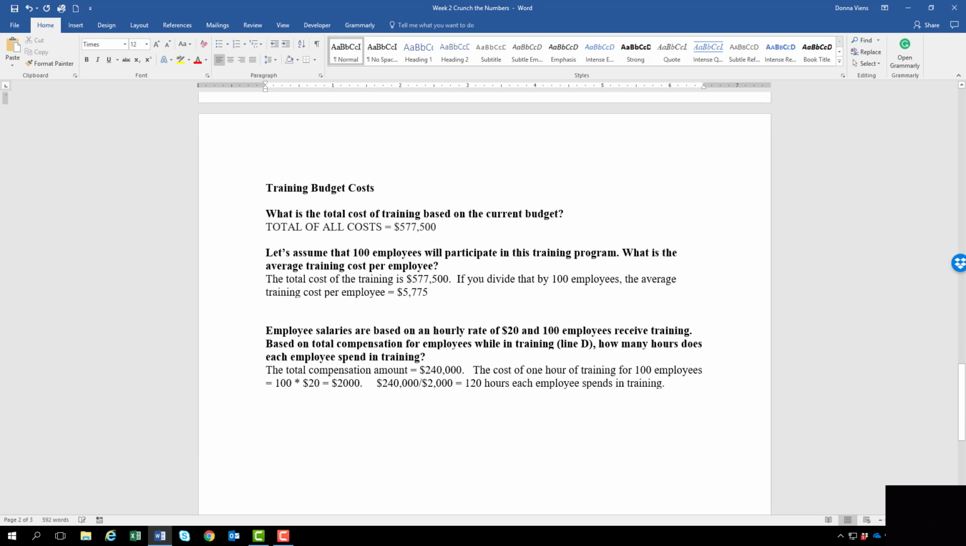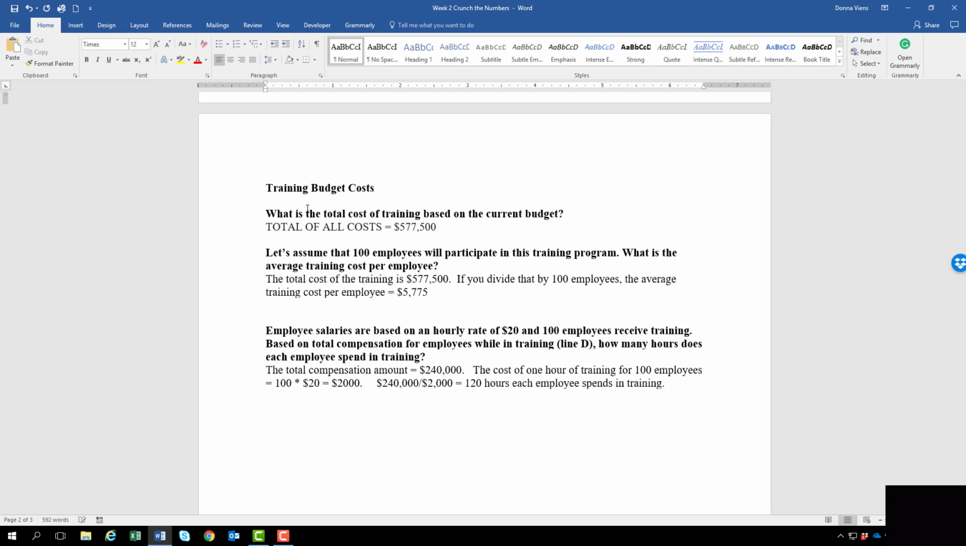Now this is in chapter 5, we're looking at the training budget. So in chapter 5, they give us some items. They tell us that we have a training program, and our budget has developmental costs, which is salary and benefits of personnel and equipment, of $30,000. I'm on chapter 5, page 116.